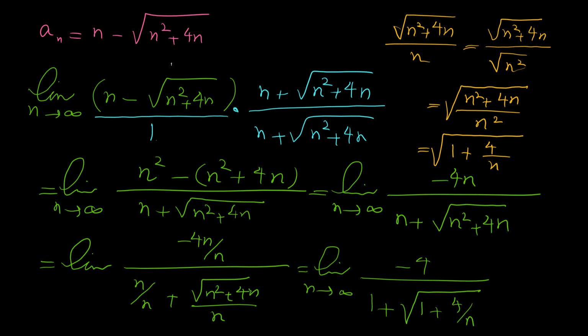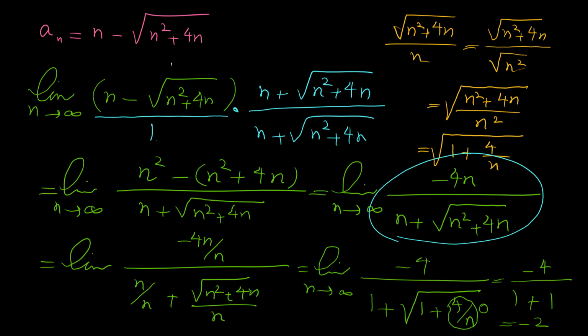So we have negative 4 over 1 plus radical 1. Again, this is 0. So we have radical 1. Radical 1 is 1. 1 plus 1. Negative 4 over 2 is negative 2. So the limit is negative 2. And if you remember, from the previous method, we did the same thing and the answer was the same. But of course, that method was easier and faster. But this is the method that most of the textbooks use for finding limits in this form.